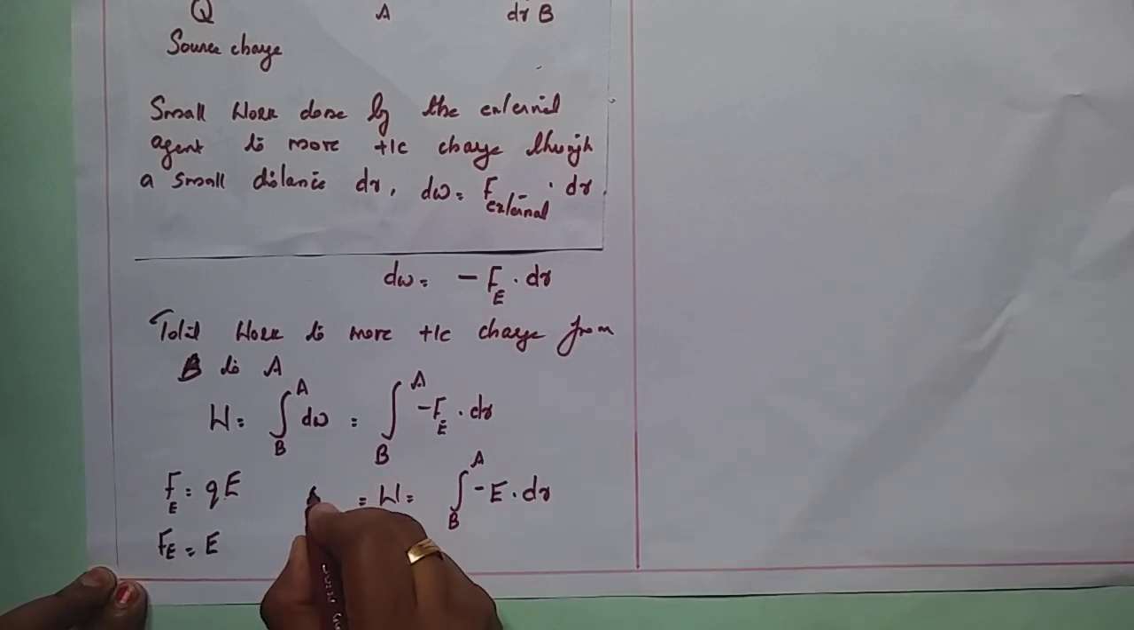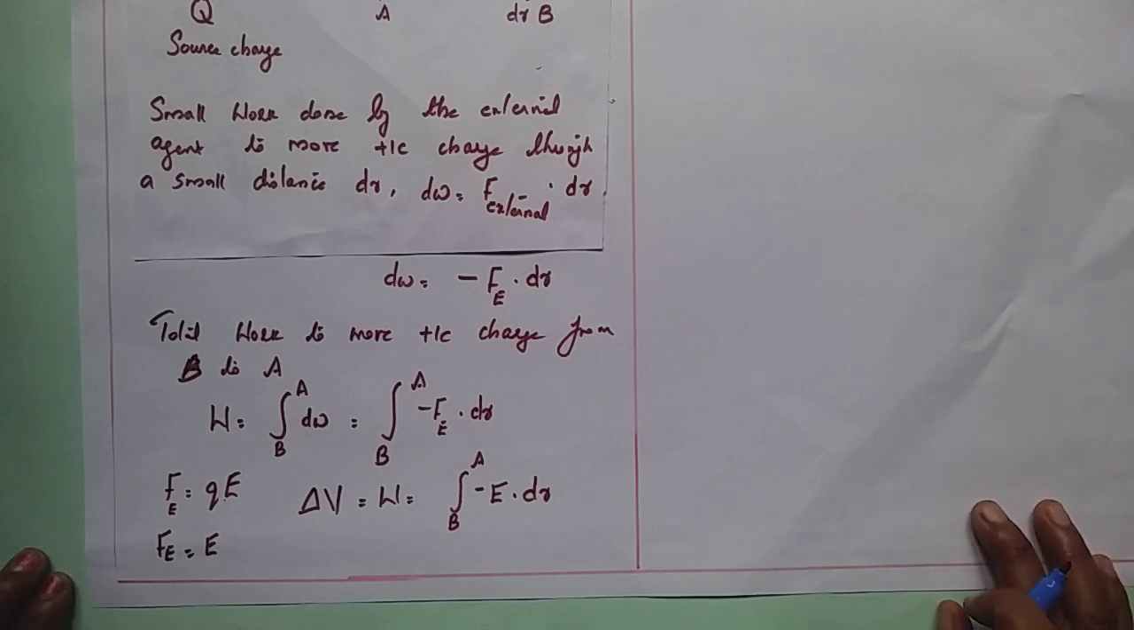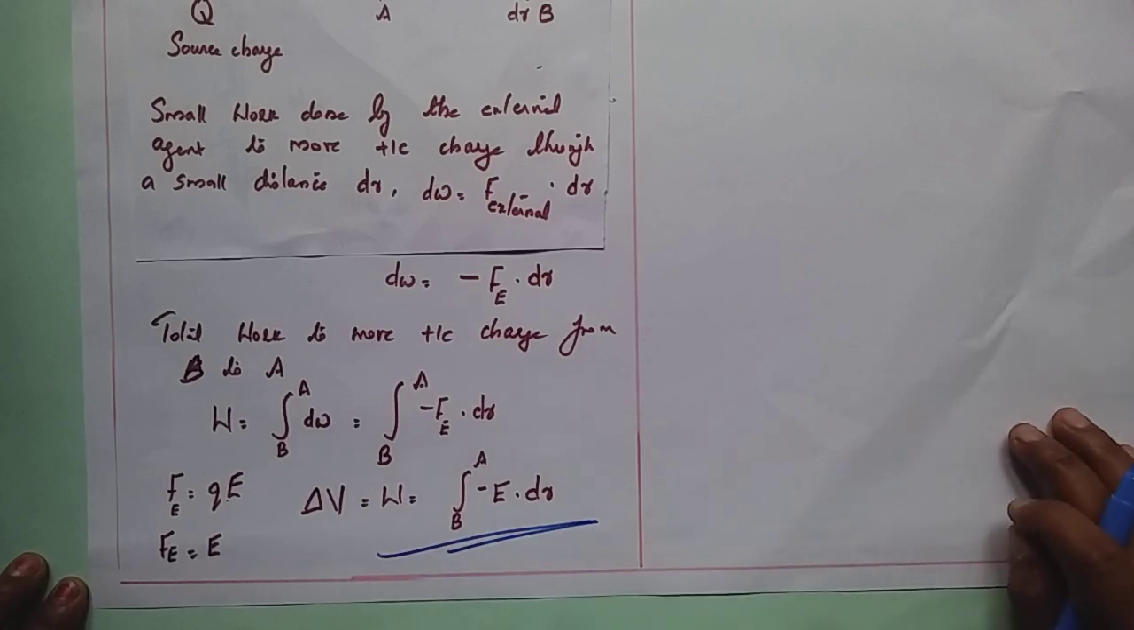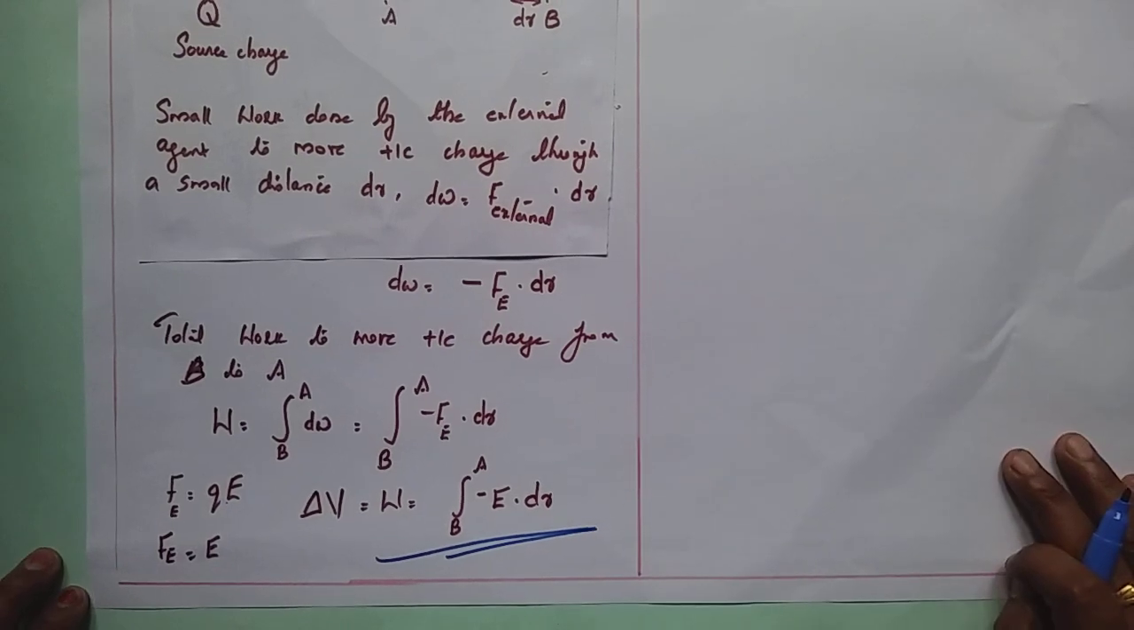So electric potential difference is represented by delta V. Electric potential difference means it is the work done in bringing a unit positive charge from one point to another in the electric field of the source charge against the force of repulsion. Clear? So that is electric potential difference and its definition.